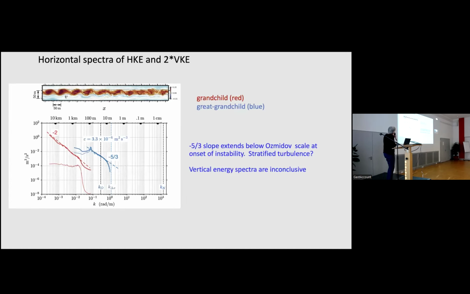We see, so this is the Ozmidov scale represented here. And so what we see in the horizontal over this range of scales is a very definite -5/3 extending in the horizontal to here. This is for the grandchild run. For the child run, we see a transition to -2, which is characteristic of waves. And near-inertial waves have much less vertical kinetic energy.